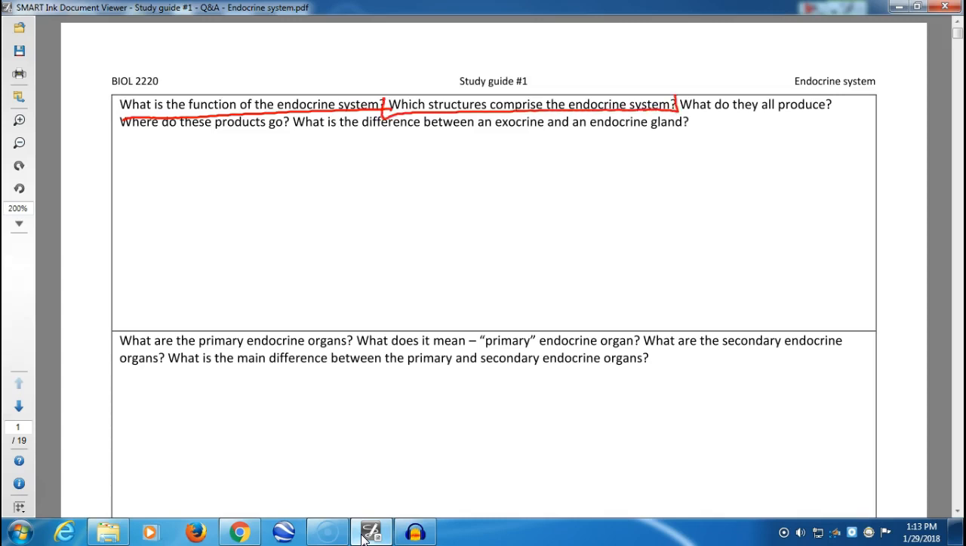Structures, I told you the glands that you must know from head to toe. We're talking hypothalamus, pituitary, and pineal glands up here. Then we talk about thyroid and thymus. And then we talk parathyroid, in the back of the thyroid gland, pancreas, adrenal, gonads. Did I miss any of the primary? I don't think so. I think we're good.